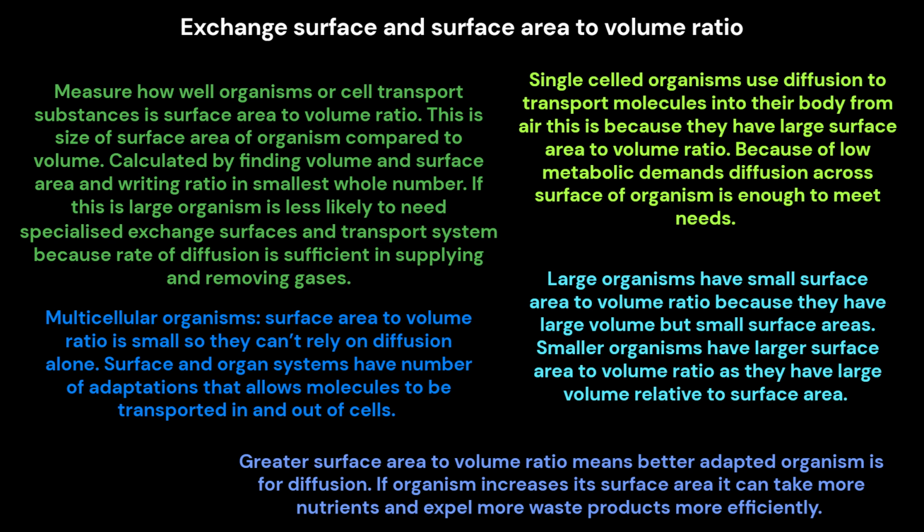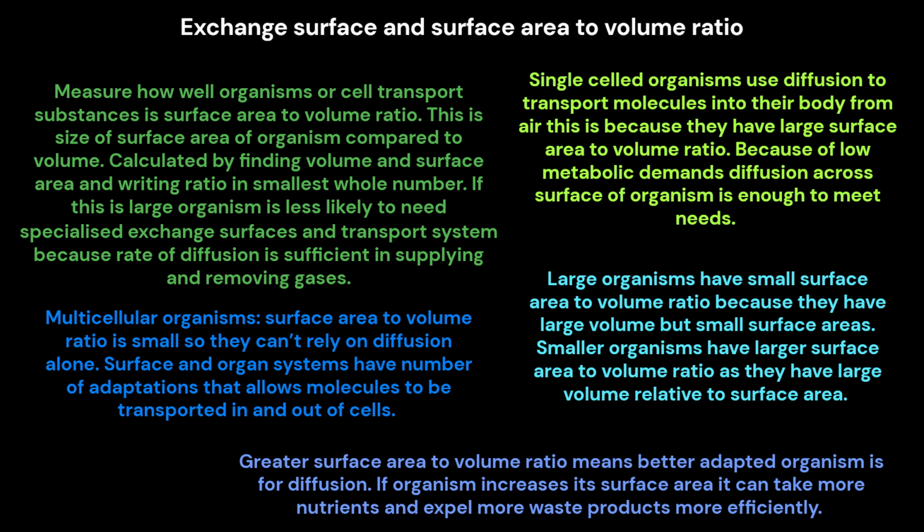A measure of how well organisms or cells transport substances is the surface area to volume ratio. This is the size of the surface area of an organism compared to its volume. It is calculated by finding the volume and surface area and writing the ratio in the smallest whole numbers. If this is large, the organism is less likely to need specialized exchange surfaces and transport systems because the rate of diffusion is sufficient in supplying and removing gases.